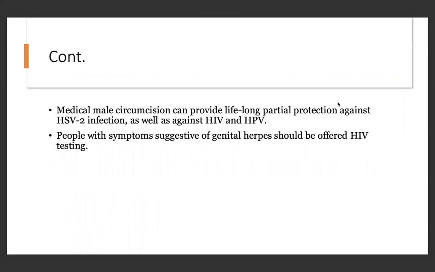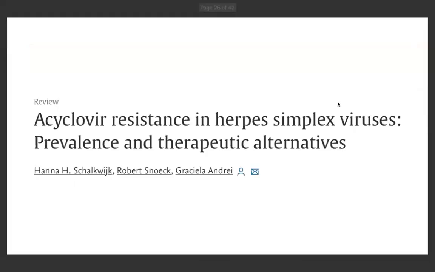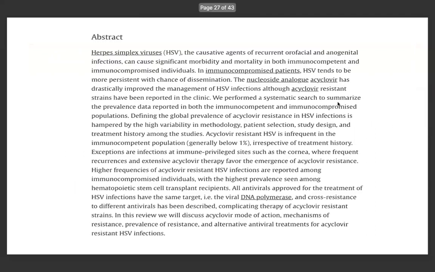Medical male circumcision can provide lifelong partial protection against HSV2 infection as well as against HIV and HPV. People with symptoms suggestive of genital herpes should be offered HIV testing. A recent update: acyclovir resistance in herpes simplex viruses, prevalence and therapeutic alternatives.